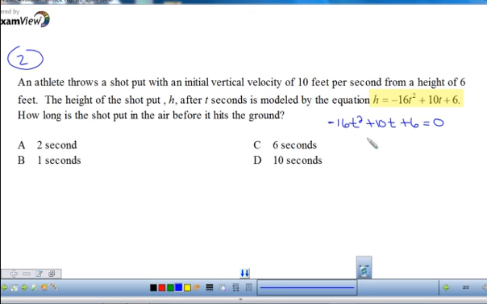So the way we do this is we're going to factor. So we're going to factor out a negative 2 first. Negative 16 divided by negative 2 is positive 8. Bring down the t squared, bring down the positive. 10 divided by negative 2 is negative 5. So we can change that to a negative. And positive 6 divided by negative 2 is negative 3.